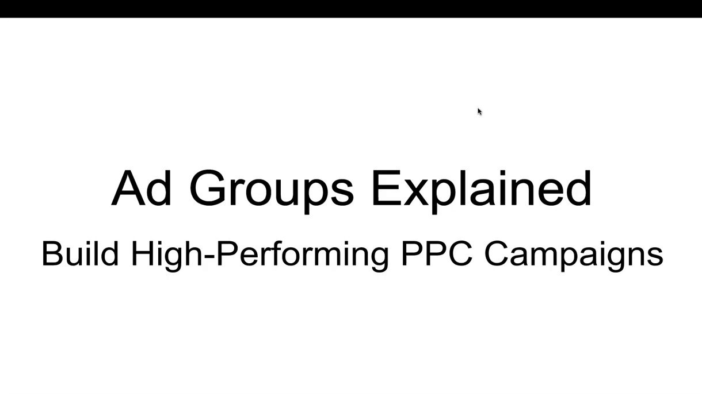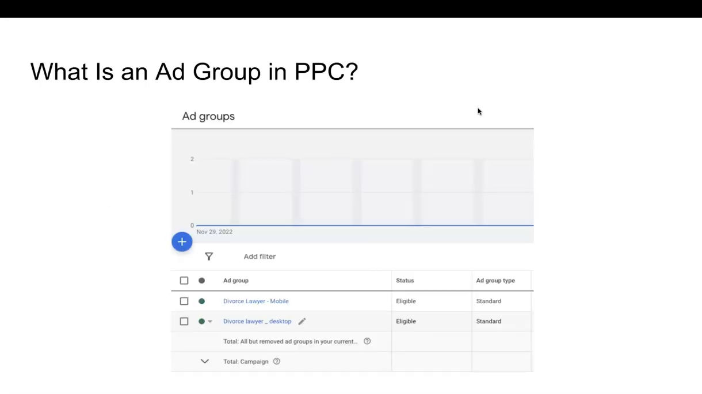So, when it comes to pay-per-click advertising, ad groups are the backbone for a well-structured account, right? That's why I want to make this video. Think of them as building blocks that keep your Google ad campaign organized and targeted. By creating effective ad groups, you can drive higher quality traffic, boost conversions, and keep your advertising costs in check.